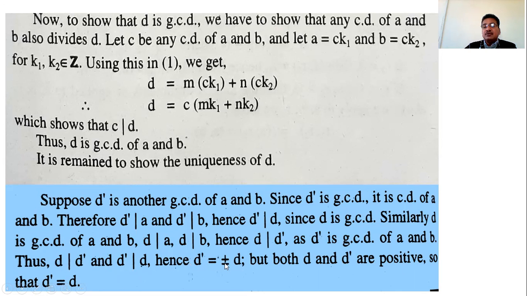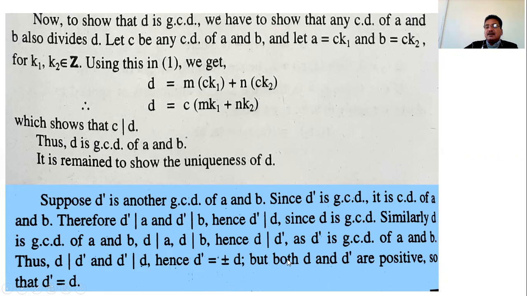D dash is equal to plus minus D, because when two numbers divide each other, they are the same, for example 4 divides 4, or 4 divides minus 4 and minus 4 divides 4. That is, if the numbers are the same or differ in sign only, then the numbers divide each other. So D divides D dash and D dash divides D implies D and D dash are the same or differ in sign, that is, D dash is equal to plus minus D.